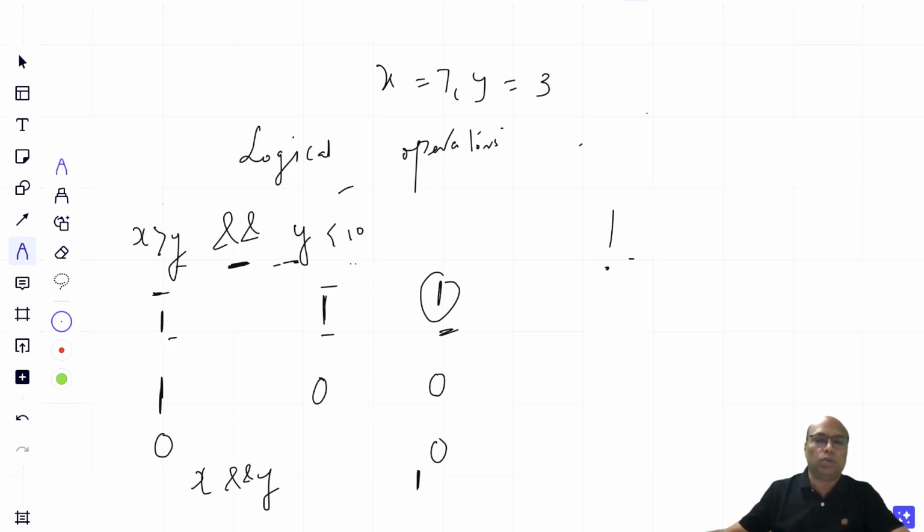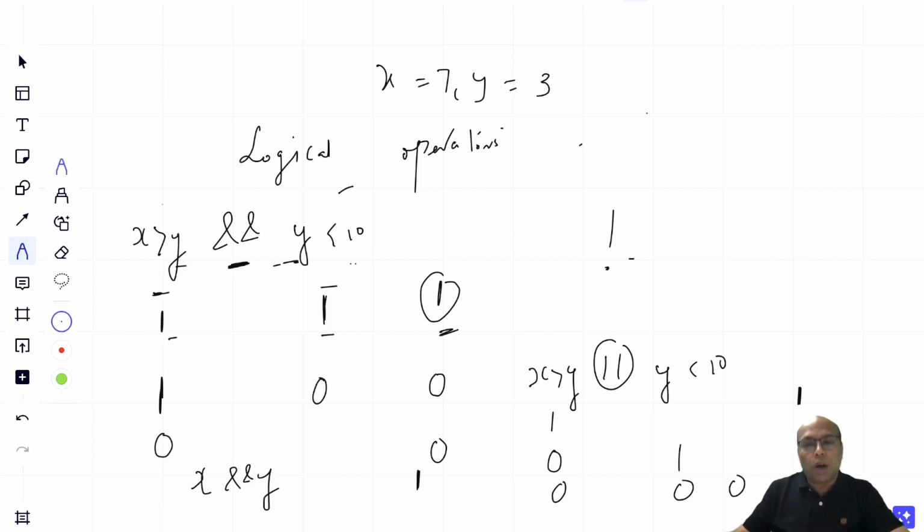What will the OR do? The OR requires any one of the sides to be non-zero. I have written like this: x is greater than y or y is less than 10. So x is greater than y is 1. If this left hand side is 1, it will never solve the right hand side. It will directly produce 1. That means the right hand side of this operator will not be solved, and it will produce 1. The logical OR operator requires any one of the sides to be non-zero. If the left hand side is non-zero, it will never solve the right hand side. It will directly produce 1.